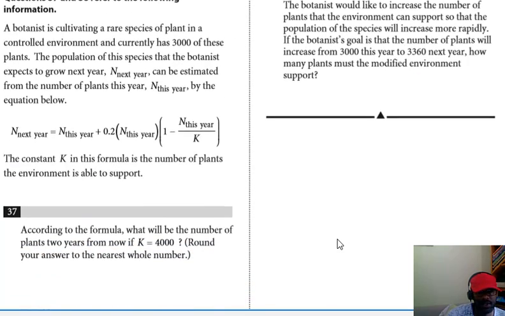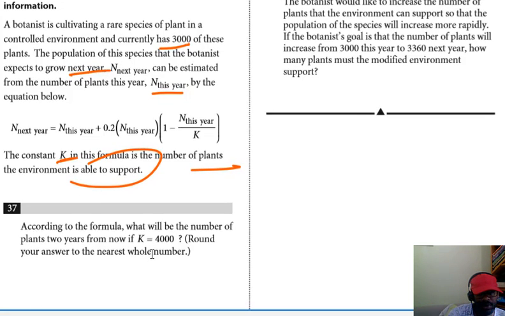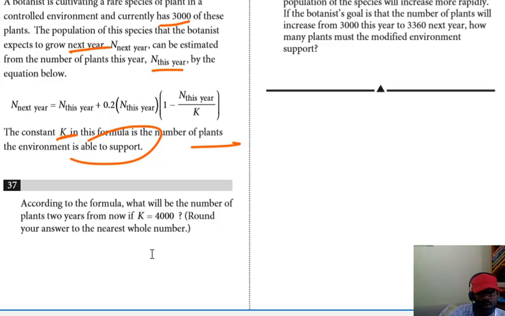Okay, question number 37. Refer to the following information. A botanist is cultivating a rare species of plant in a controlled environment and currently has this number of plants. The population of this species that the botanist is expected to grow next year can be estimated by using this year's population in the equation. K in this formula is the number of plants the environment is able to support. According to the formula, what will be the number of plants 2 years from now?